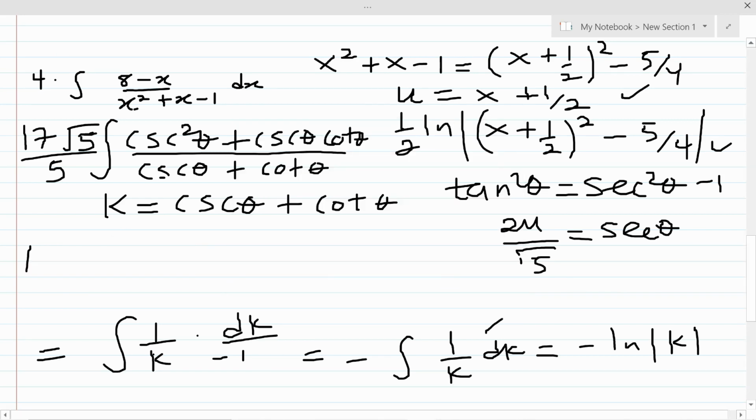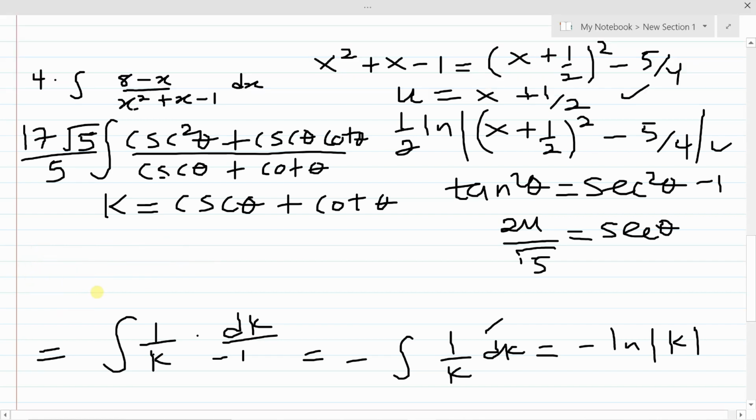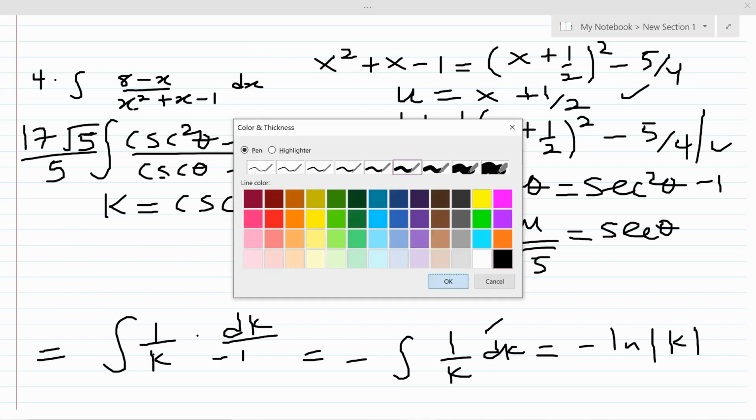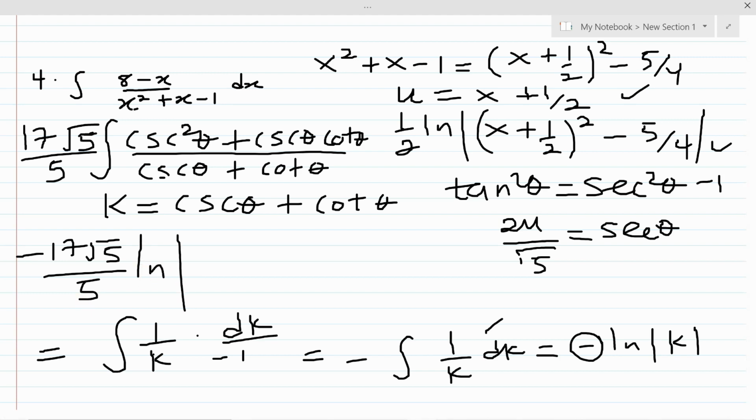I said that after the final answer we have 17 root 5 over 5 times the final answer, which is negative ln of k. So let me just bring a negative in front of the 17. Since there is a negative here, I'm coming to multiply the 17 root 5 over 5 to it. So when you multiply negative, you get negative 17 root 5 over 5. Then ln of k, and k is cosec theta plus cot theta. Oh wow, so this is the answer in terms of theta.